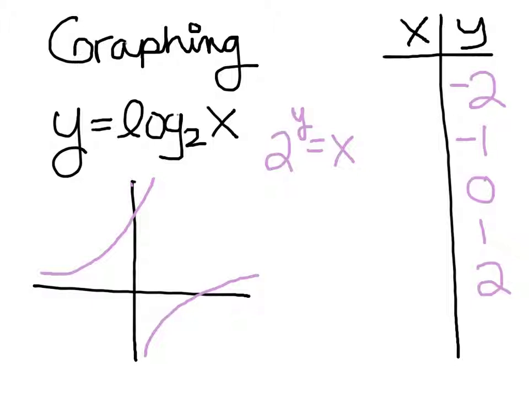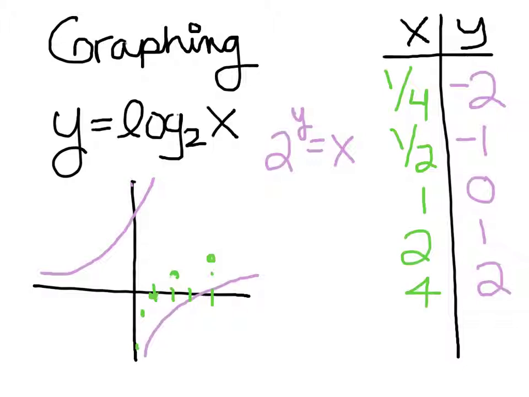And so if I take 2 to the negative 2 power, I get 1/4. And 2 to the negative 1 power is a half, and 2 to the 0 power is 1, and 2 to the 1 is 2, and 2 squared is 4. So this graph has a point at 4 and 2, and it has a point at 2 and 1, and at 1 and 0, and at 1/2 and negative 1, and there's your graph. Much more accurate than my purple sketch.